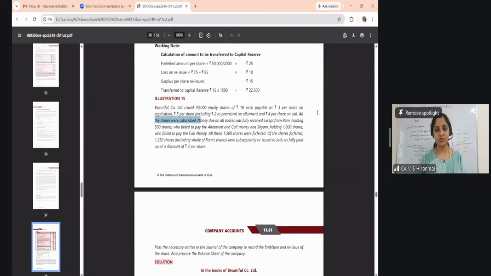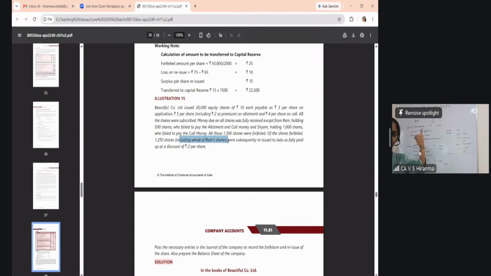Money was due and received except from Ram holding 500 shares, who failed to pay the allotment money and call money, and Shyam holding 1,000 shares, who failed to pay the call money. All those 1,500 shares were forfeited. Of the shares forfeited, 1,250 shares, including the whole of Ram's shares, were subsequently reissued to Jadu as fully paid up at a discount of 2 rupees per share. Please do the working note separately. I will give you 3 minutes for the question and I will start working it out.